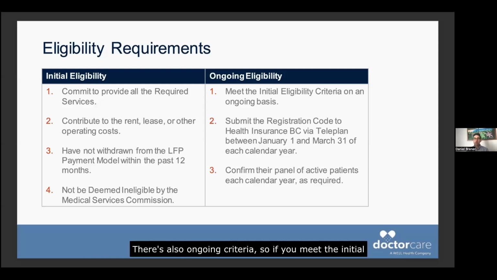There's also ongoing criteria. So if you meet the initial, every year you have to meet that. Every year as well, you'll have to submit the registration code to Health Insurance BC via the Teleplan between January 1st and March 31st of every year to confirm that you still meet that initial criteria. And on a yearly basis, you'll also have to confirm your panel of active patients.